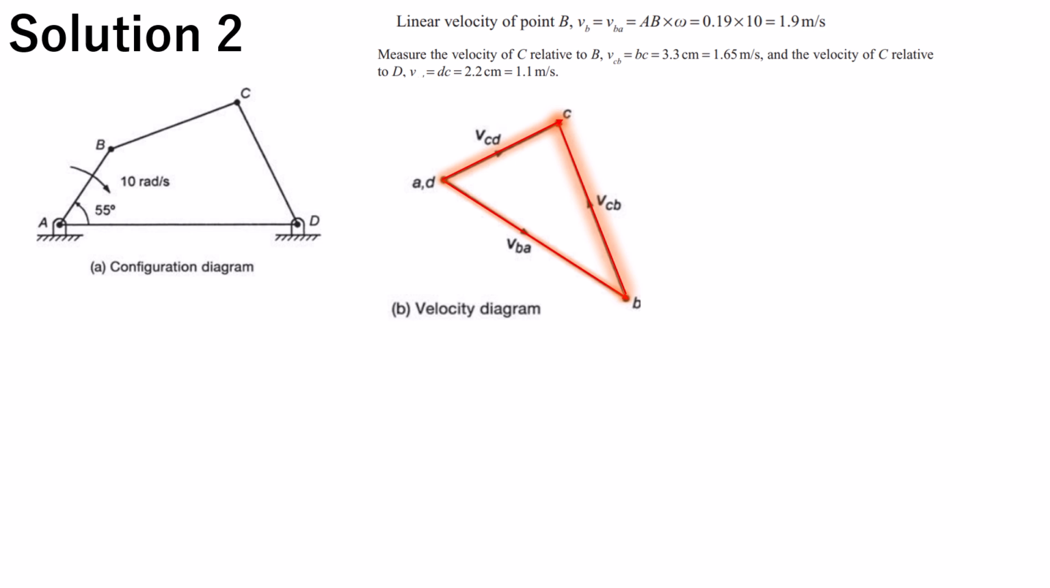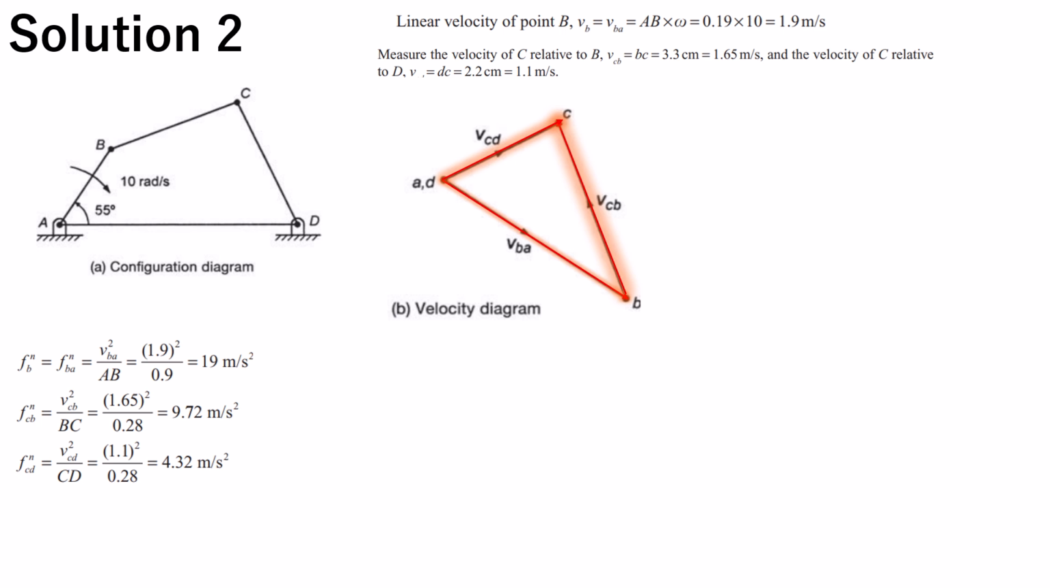We can now calculate the radial accelerations of the three velocities that we now have. The radial acceleration of B with respect to A is given by VBA squared over AB and is equal to 19 meters per second squared. The radial acceleration of C with respect to B is given by VCB squared over BC, and it is equal to 9.72 meters per second squared. Finally, the radial acceleration of C with respect to D is equal to 4.32 meters per second squared.